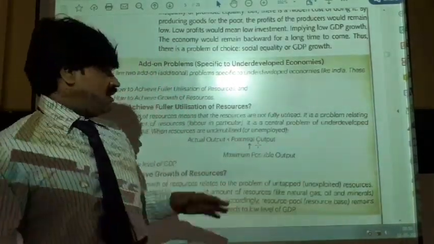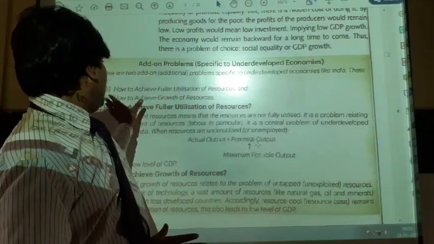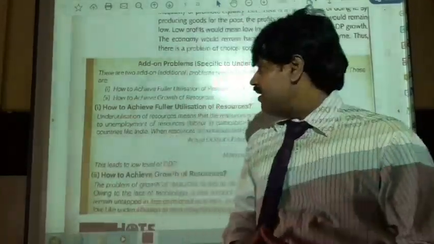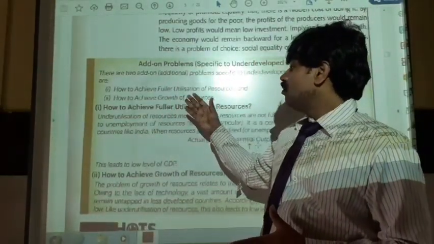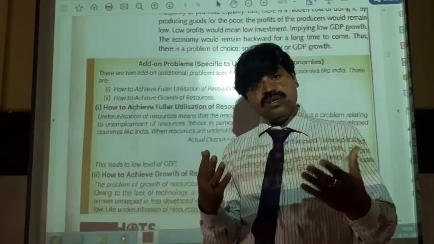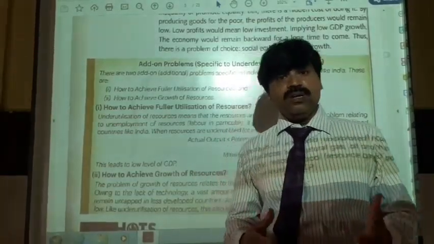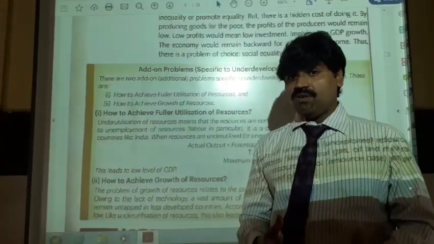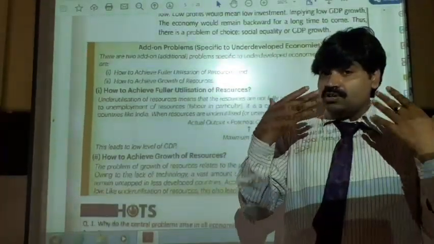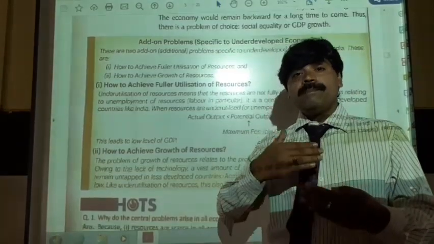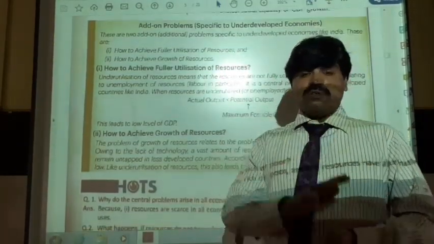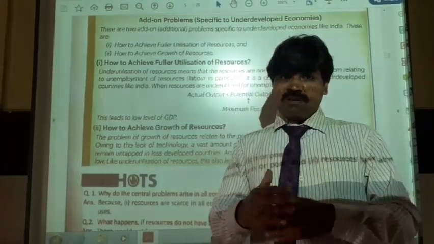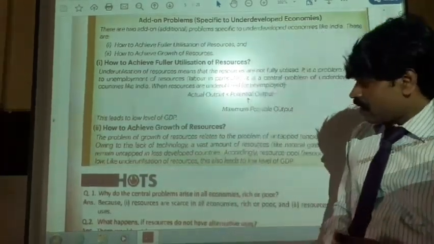In this way, we see that there are add-on problems: how to achieve fuller utilization of resources and how to achieve growth of resources, how resources should be increased in the economy, how much capital goods and other resources are produced in the economy which are further used in the production of other goods, in the production process.